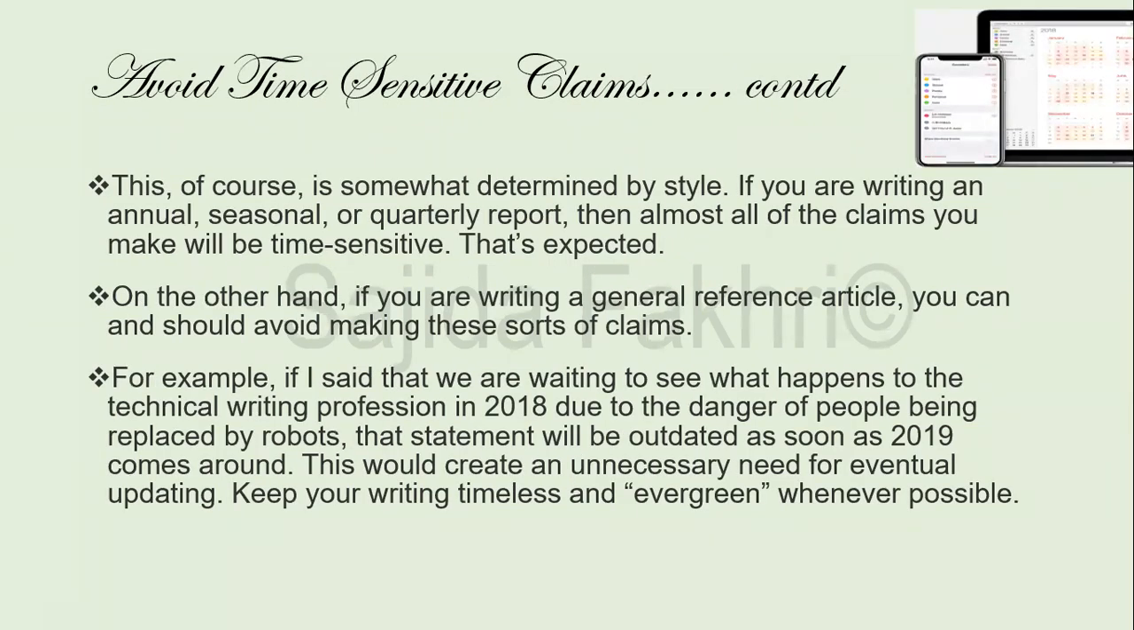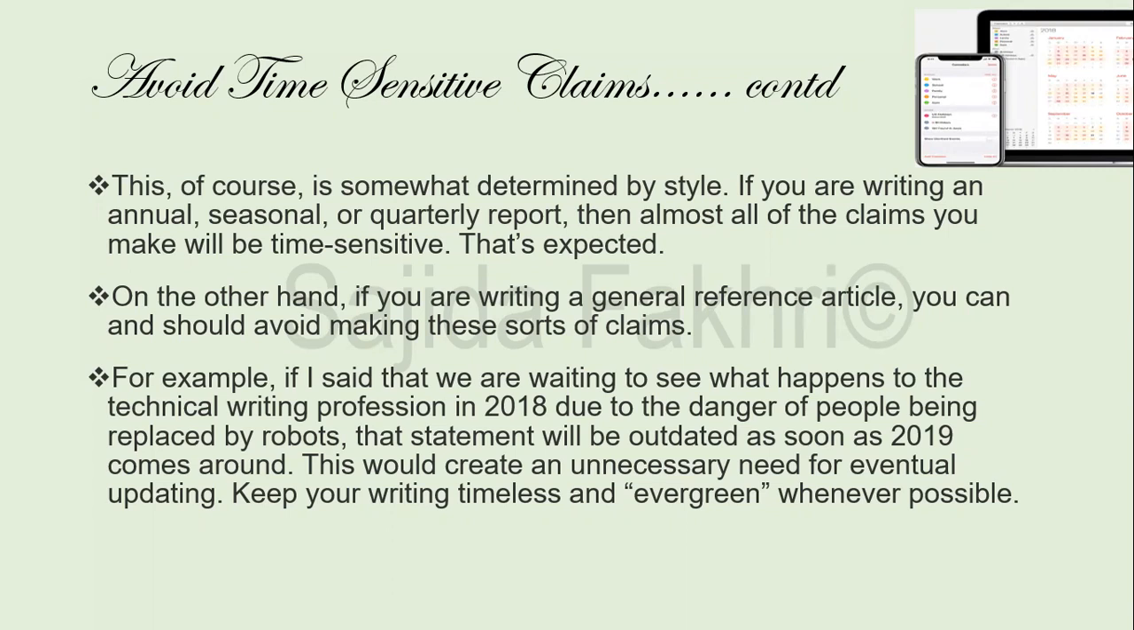This, of course, is somewhat determined by style. So the type of writing that you are doing. If you're writing an annual, seasonal, or quarterly report, then almost all of the claims you make will be time sensitive. So if you're writing an annual report, which is a yearly report, of course, the next year it's going to be time sensitive because it's going to go out of date. The same goes for a seasonal report or a quarterly report. So that is expected. On the other hand, if you're writing a general reference article, you can and should avoid making these sort of claims. So if it's a reference article about something, like a report, or you evaluated something or a piece of machinery, then you can avoid making any time-sensitive claims.